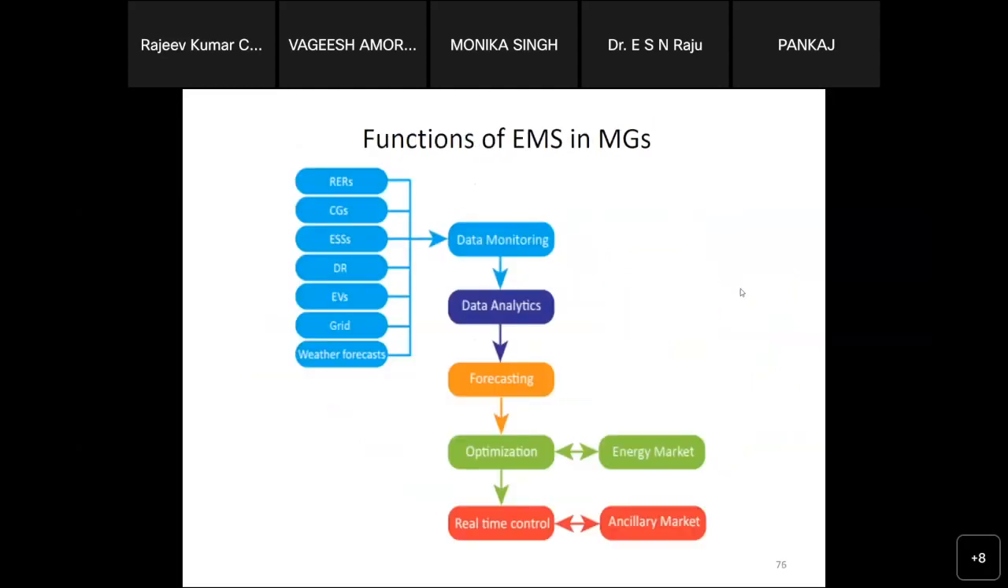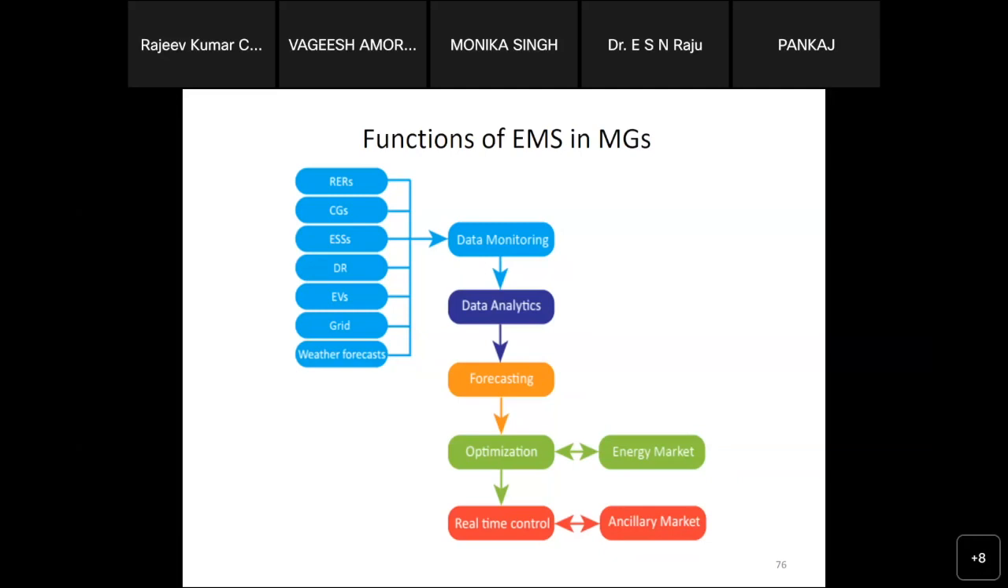Here I am showing the functions of the energy management system. As you can see the flow, we have the data monitoring of all the available elements in the microgrid. We are going to monitor the data of the renewable energy resources, the conventional generators, energy storage system, demand response, electric vehicles, and the grid import and export. And also we are going to monitor the data of the weather forecasting.